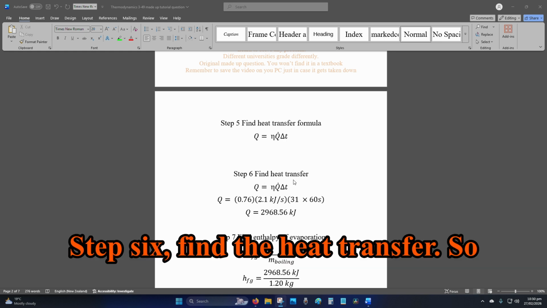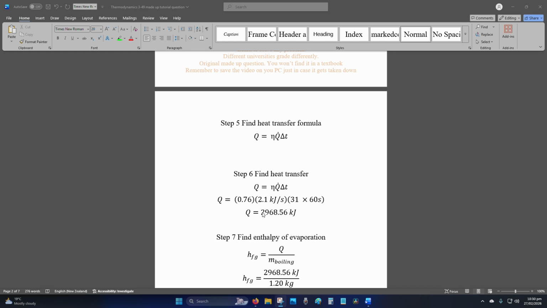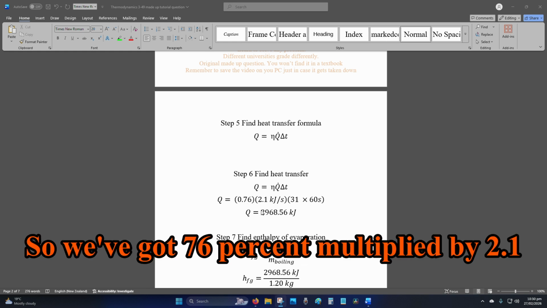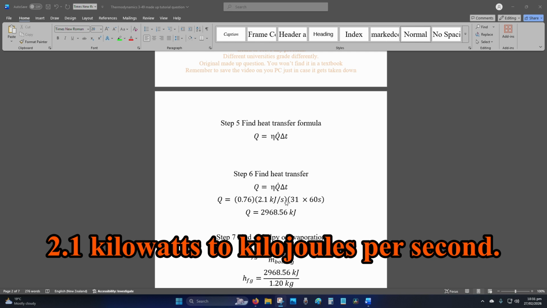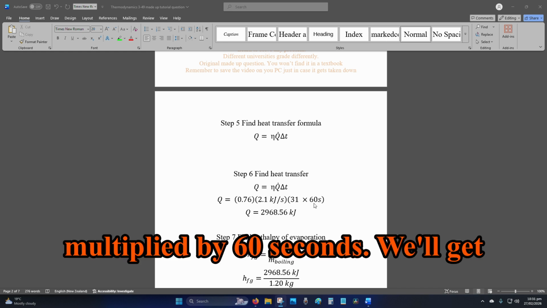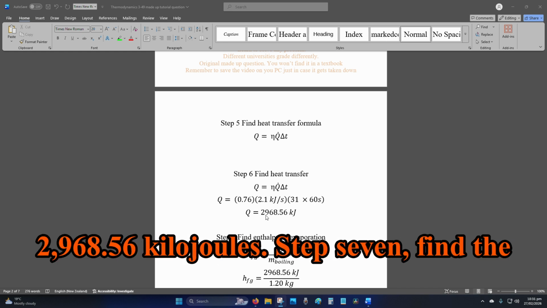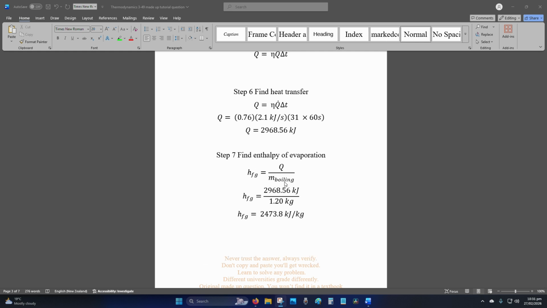Step 6, find the heat transfer. So we're going to plug and play. All is given in the question. So we've got 76% multiplied by 2.1 kilojoules per second. So we just converted 2.1 kilowatts to kilojoules per second. It's a 1-to-1 ratio. And then we've got 31 minutes multiplied by 60 seconds. We'll get 2,968.56 kilojoules.